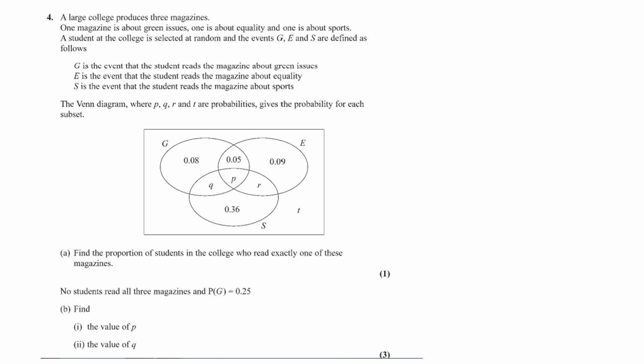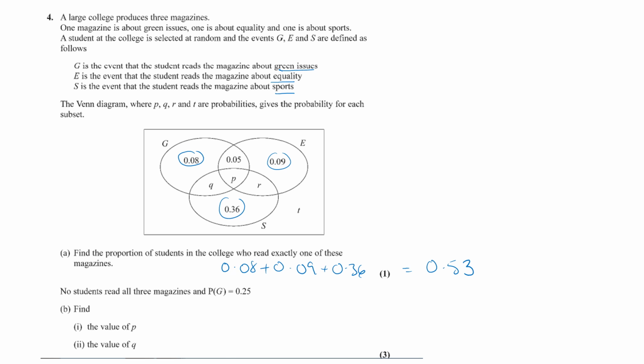So here's a Venn diagram question. We've got a college where there are 3 magazines. One's about green issues, one's about equality, and one's about sport. And we've got some information on this Venn diagram. Find the proportion of students who read just one magazine. Well, that's just going to be the bits on their own. So that's going to be 0.08 plus 0.09 plus 0.36, so that's 0.53 when you add those up.